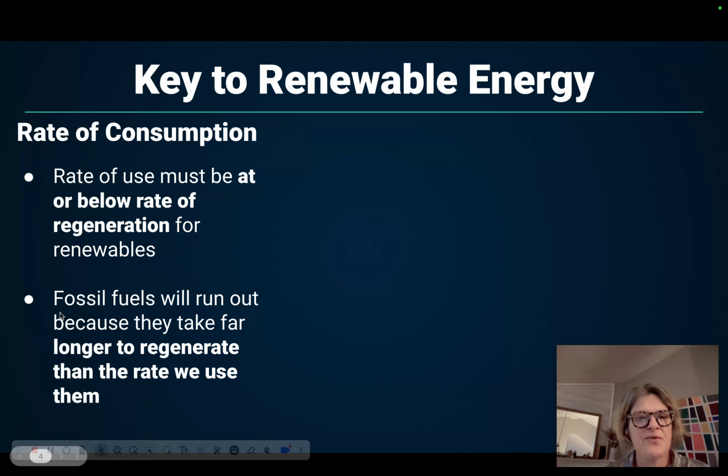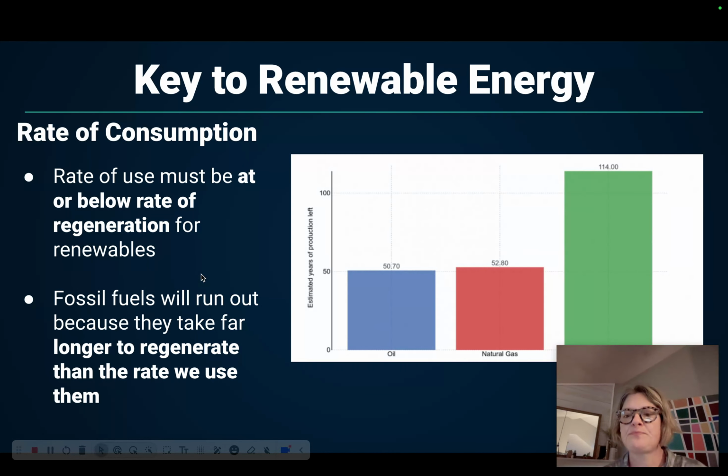Fossil fuels will run out because they take longer to regenerate than the rate that we're using them at. We're using them at such a high rate that eventually they will run out because they take millions of years. There's no way for us to sustainably use a non-renewable resource like a fossil fuel.